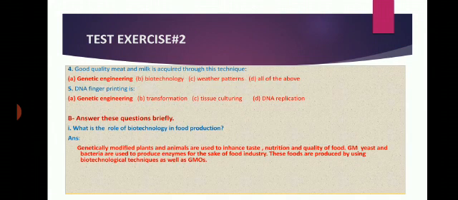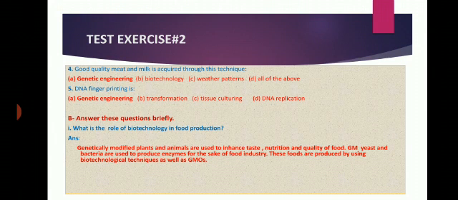Okay, now MCQ number 4. Good quality meat and milk is acquired through this technique. The meaning of acquired is obtain. First option is genetic engineering, second option is biotechnology, then we have weather patterns, and then we have all of the above, and the right option is genetic engineering. MCQ number 5. DNA fingerprinting is genetic engineering, transformation, tissue culturing or DNA replication, and the right option is again genetic engineering.